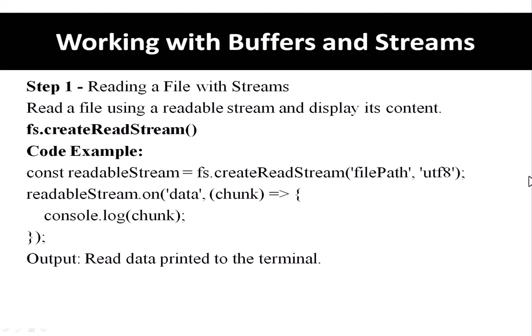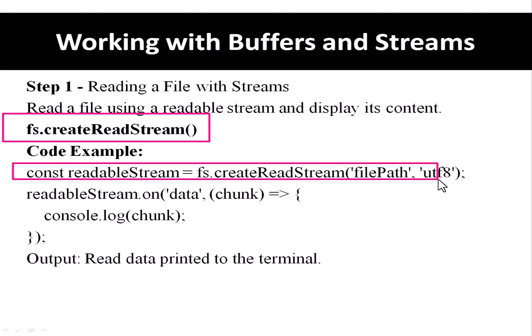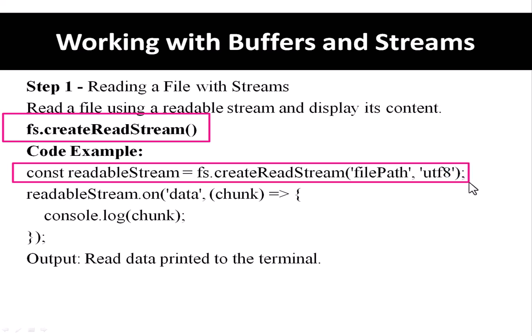Next, let us see the first one, reading a file with streams. How do you read a file with streams? Here we are using the syntax fs.createReadStream. First, you create a read stream, and you can read the data. Here we have declared the constant readableStream, which creates an object from the readable stream. Now, by using the file system, you can create the readable stream, and here you need to specify the path, in which drive and which folder your particular file exists. Next, the encoding format is given as UTF-8.